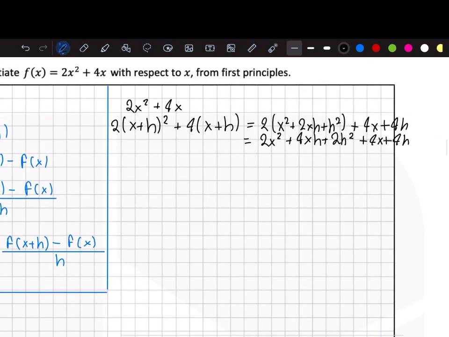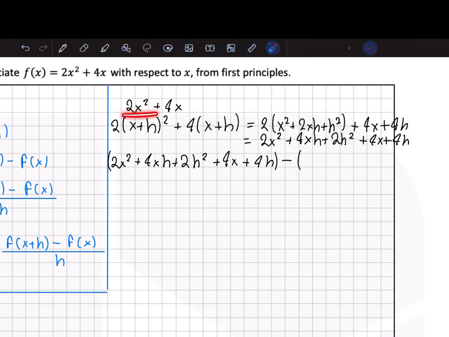So it's going to be 2x squared plus 4xh plus 2h squared plus 4x plus 4h. And then we need to put that in a bracket. And then we need to subtract off f of x, which was the very first thing, which was the original function. So we need to take away 2x squared plus 4x. You should always get some sort of cancelling going on here.